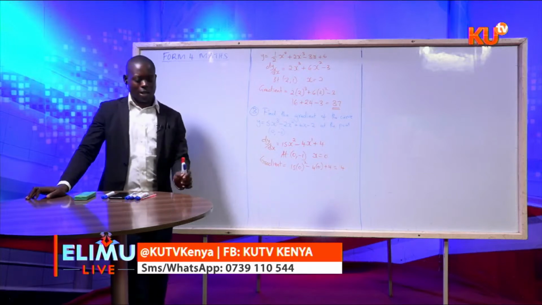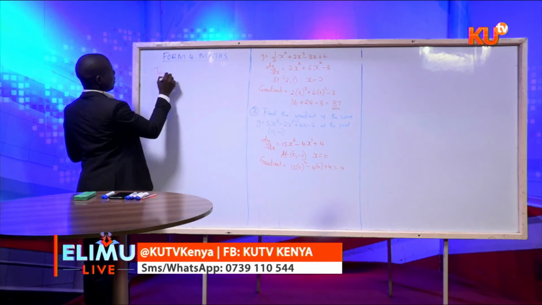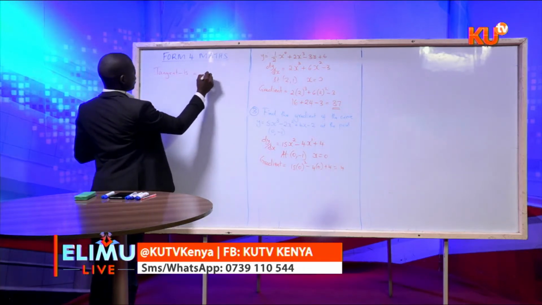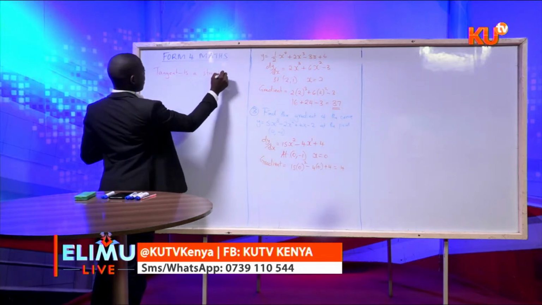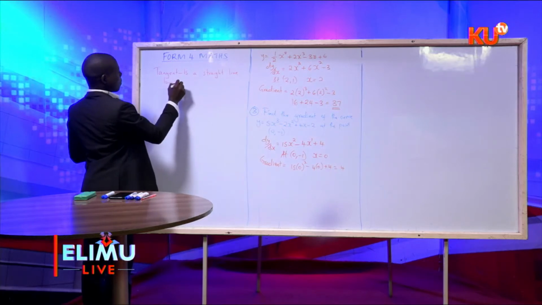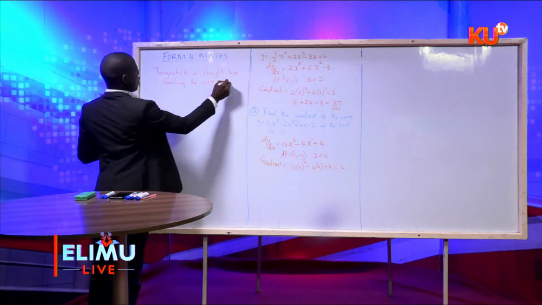When defining a tangent, a tangent is a straight line. The straight line that is touching the curve at only one point.